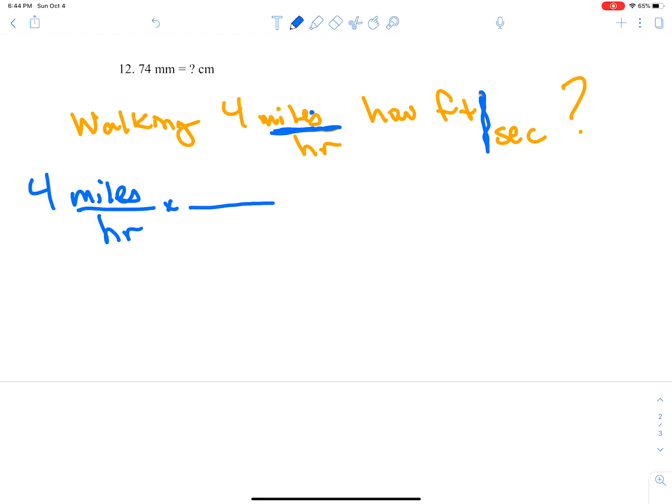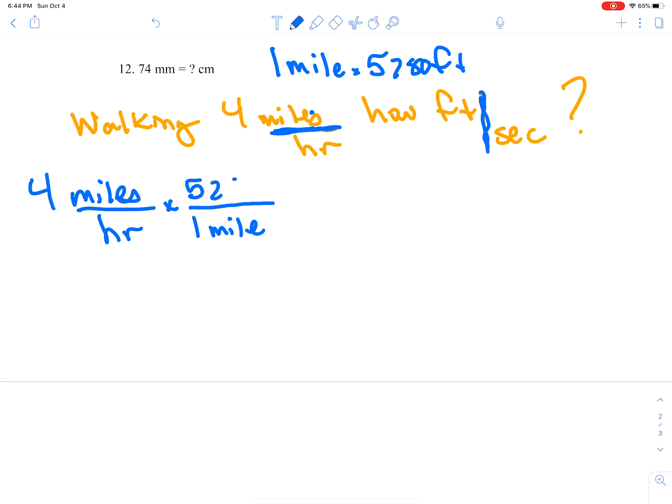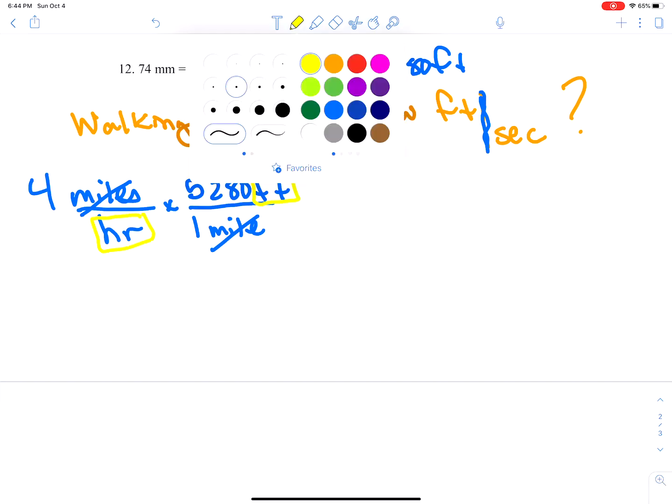Now, I'm going to go from miles to feet. So what do we need to know? We talked about this in class the other day: 1 mile is equal to 5,280 feet. So I'm going to put 1 mile on the bottom because I want it to cancel out, and then 5,280 feet. So miles cancels out miles. So now I have feet per hour. Well, I don't want feet per hour. I want feet per second.